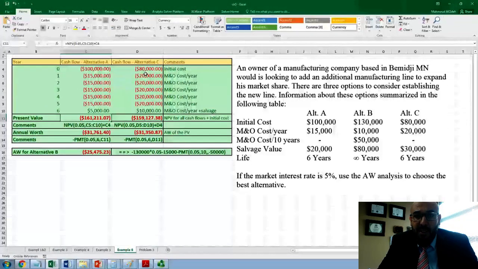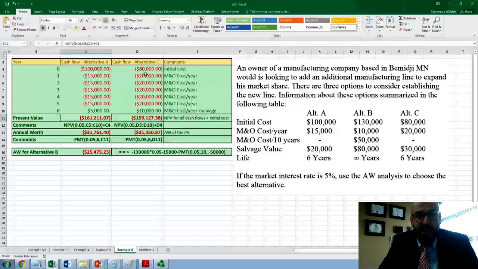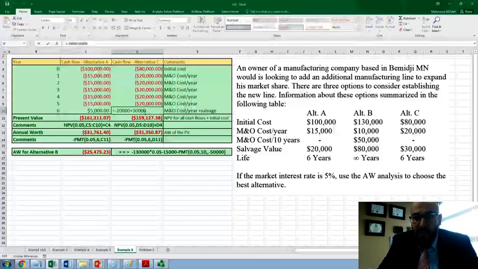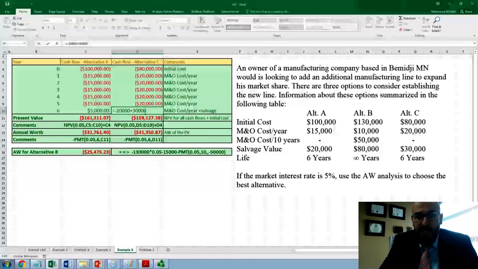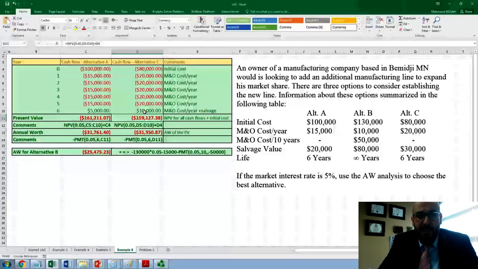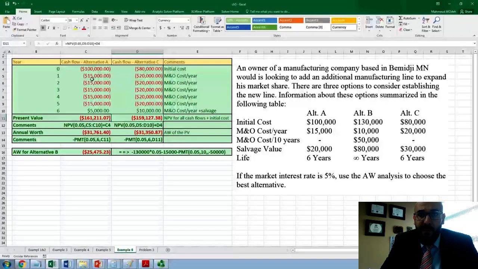We do the same thing for alternative C. 80,000 is the initial cost, and every year we have to pay 20,000 as a maintenance and operational cost, from year 1 all the way to year 6. On year 6 also, we collect the salvage value of $30,000.